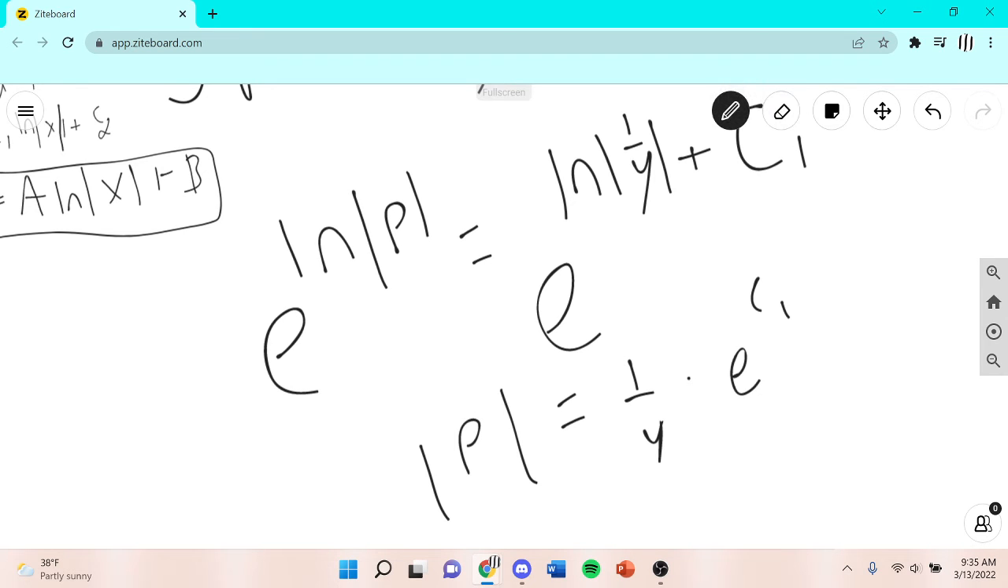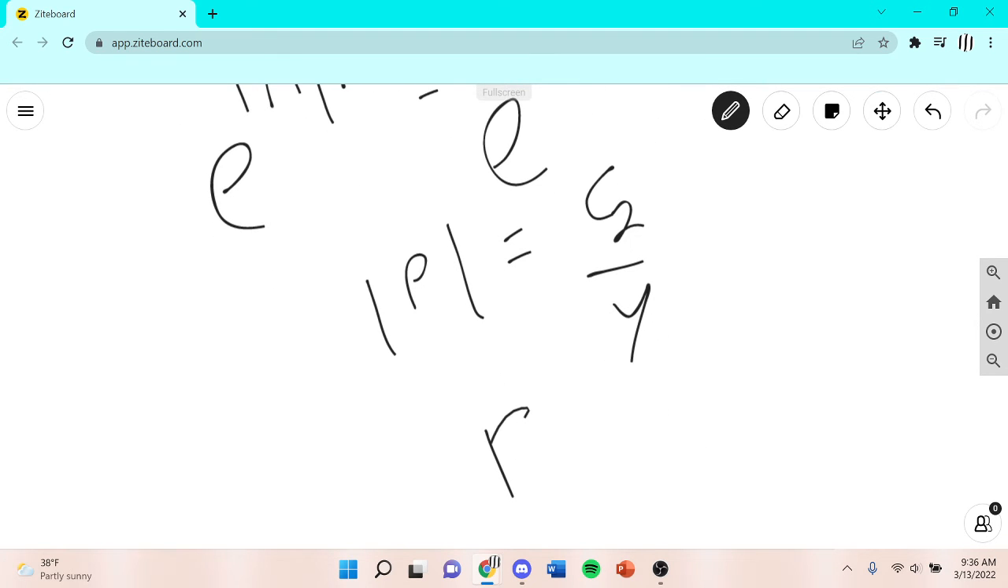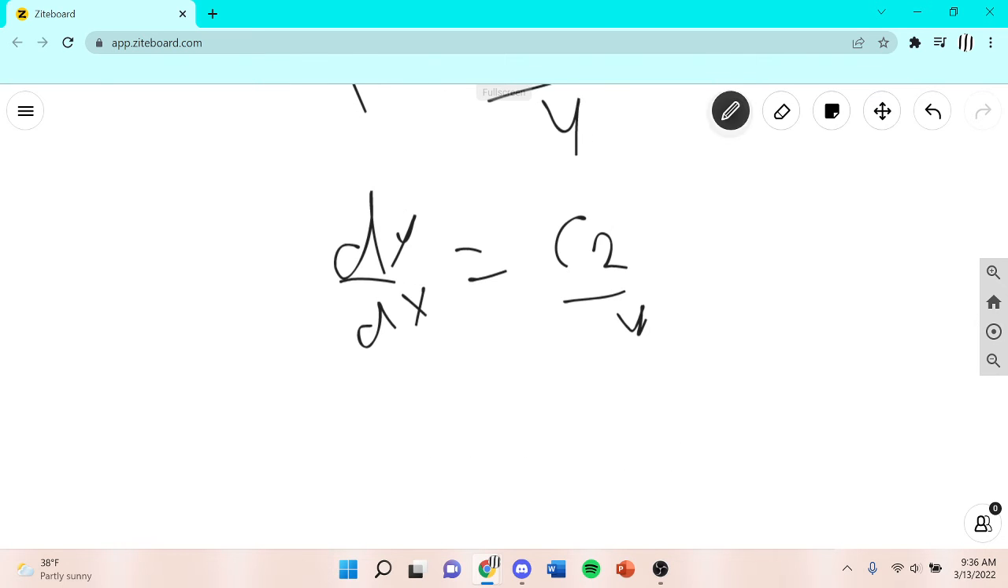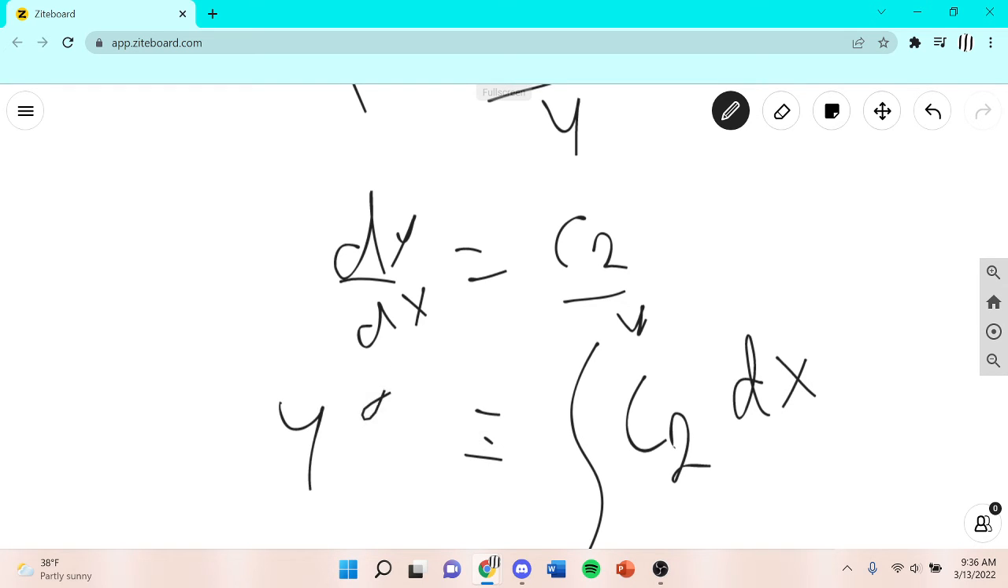this is just another c value, but we have to make it c2, because we can't consider them the same constants. So we're going to say it equals c2 over y, and this absolute value will just make it plus or minus, but because both of them are related to the constant, we could just keep it in this form. So now we know that dy over dx is equal to c2 over y. Say c2 dx is equal to y dy.